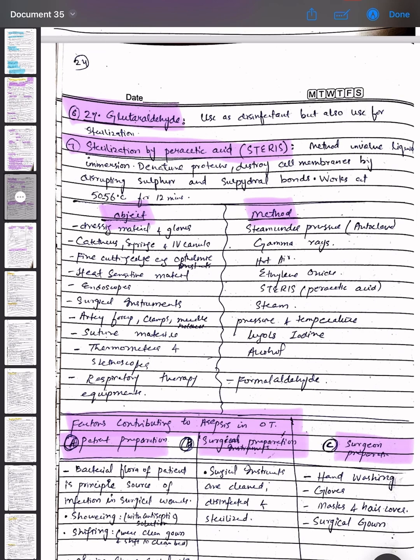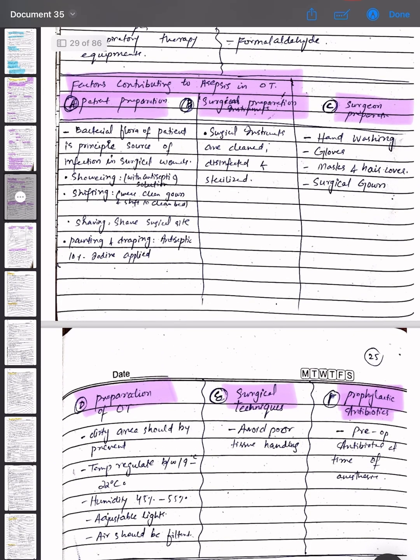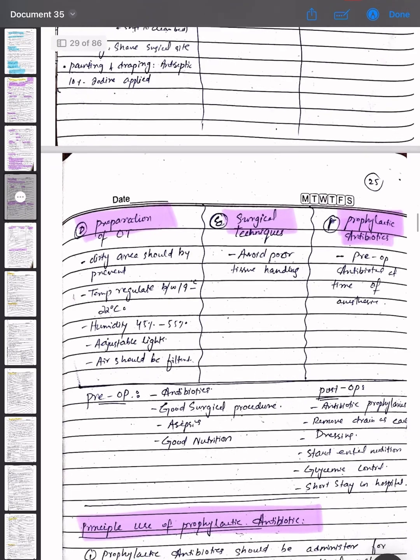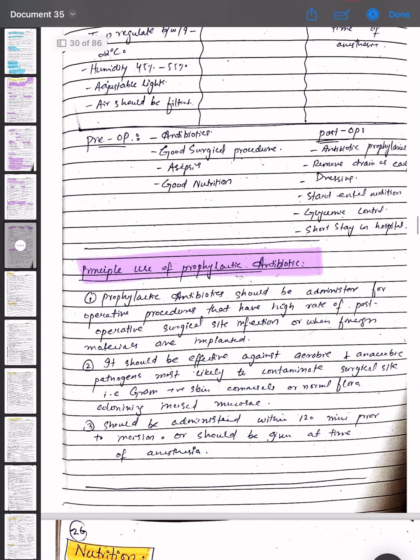Then we discuss the factors that contribute to asepsis in the OT, which are patient preparation, surgical preparation of instruments, surgeon preparation, preparation of the OT, surgical techniques and prophylactic antibiotics. Then we discuss what are the principal uses of prophylactic antibiotics.